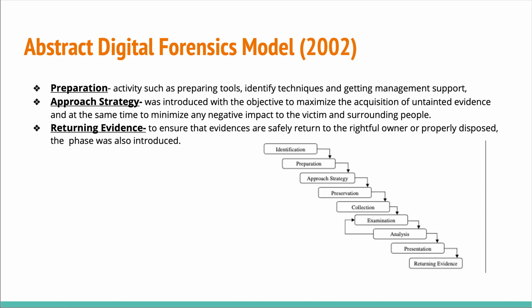The Abstract Digital Forensic Model of 2002 introduces 3 additional phases, making 9 total. The preparation phase includes activities such as preparing tools, identifying techniques, and getting management support. The approach strategy phase was introduced with the objective to maximize the acquisition of untainted evidence and at the same time to minimize any negative impact to the victim and surrounding people. Finally, the returning evidence phase is to ensure that evidence is safely returned to the rightful owner or properly disposed of.